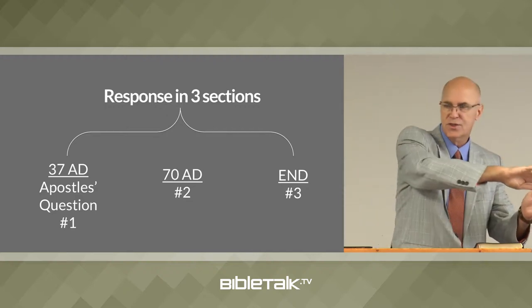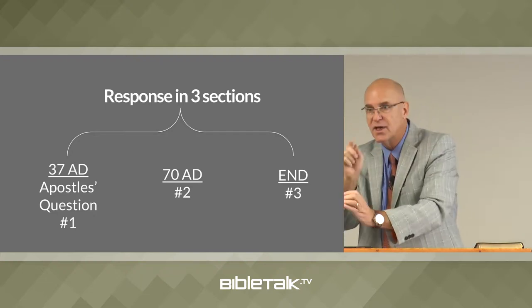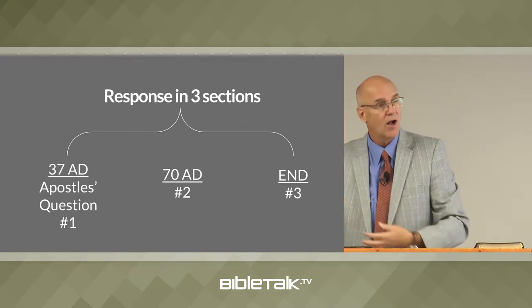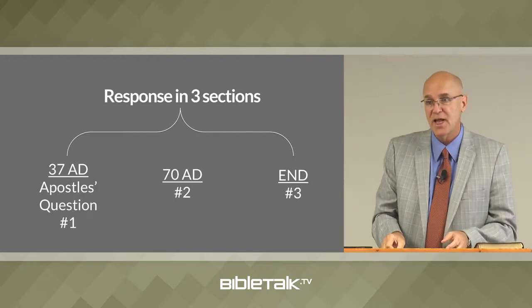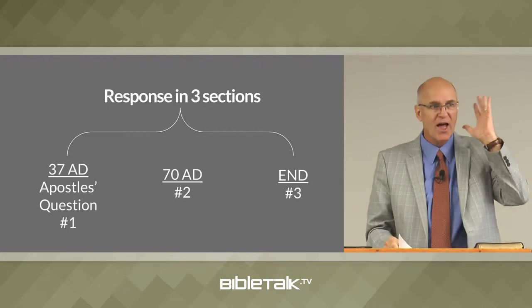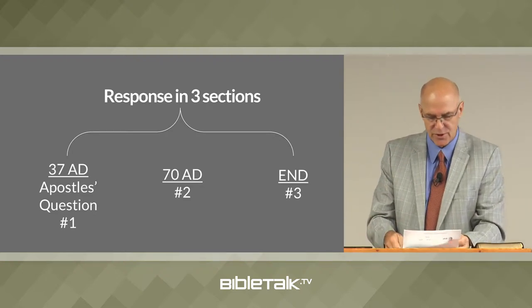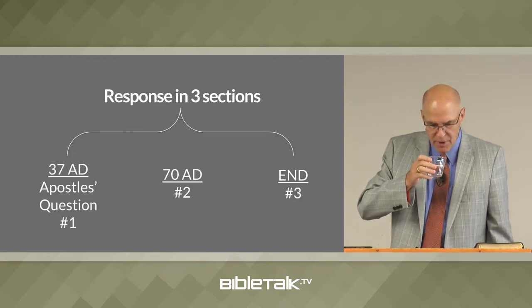So first section, a panoramic view. Second section, he's going to focus in on 70 AD. Third section, he's going to focus in on the second coming and the end of the world. So if you understand that, if you keep that in mind, then it'll make sense of this passage here, which is rather complicated, okay? So let's begin with the panoramic view.